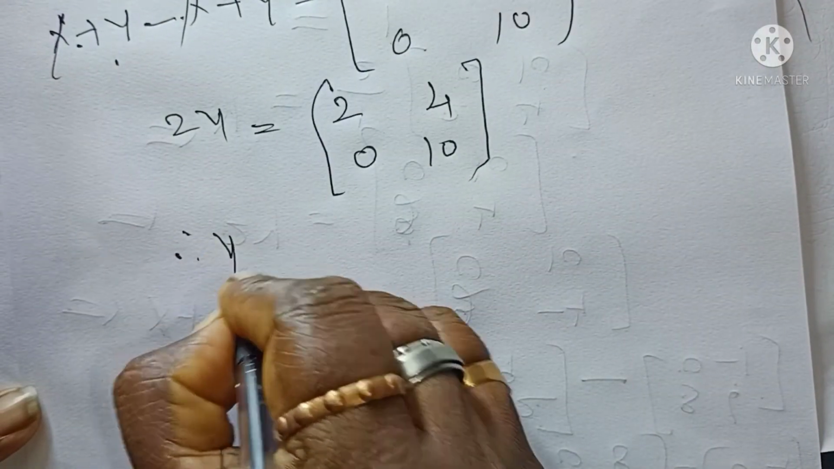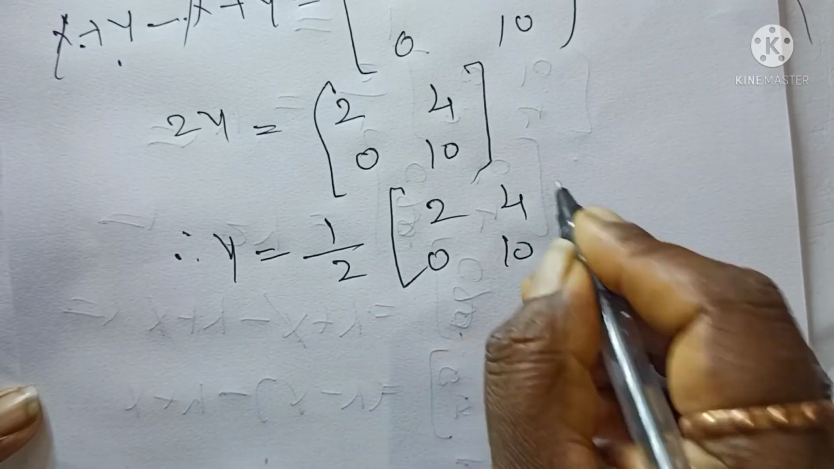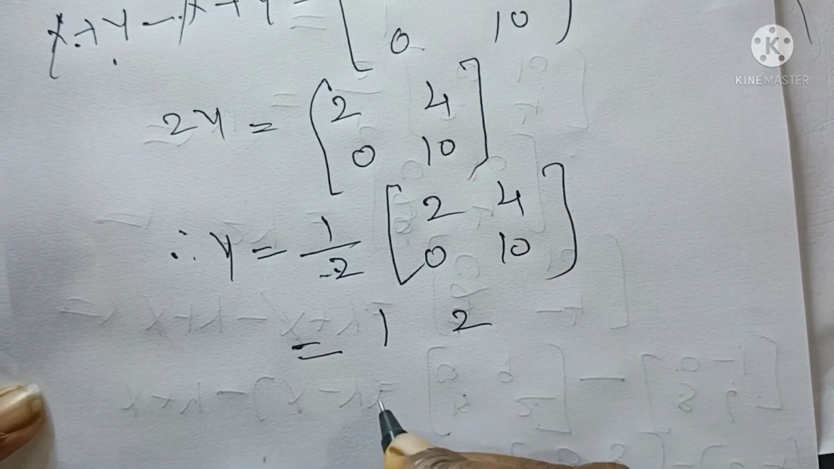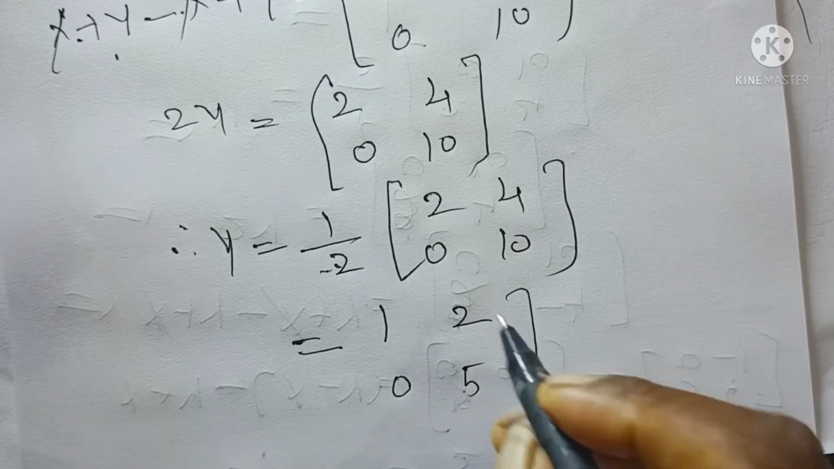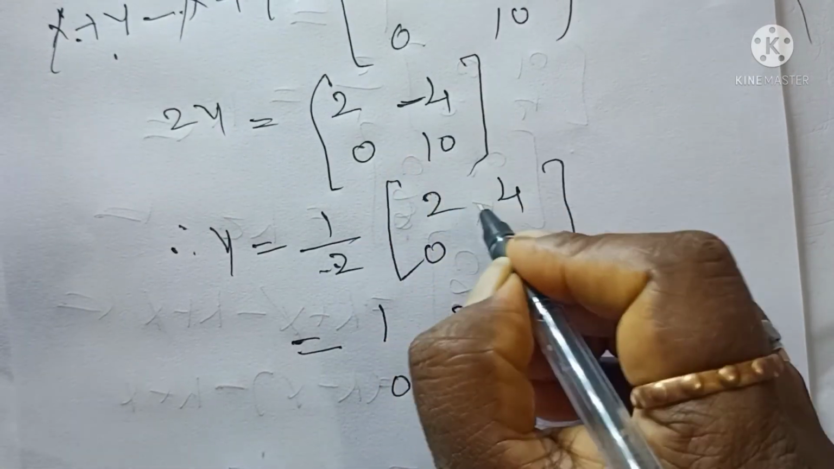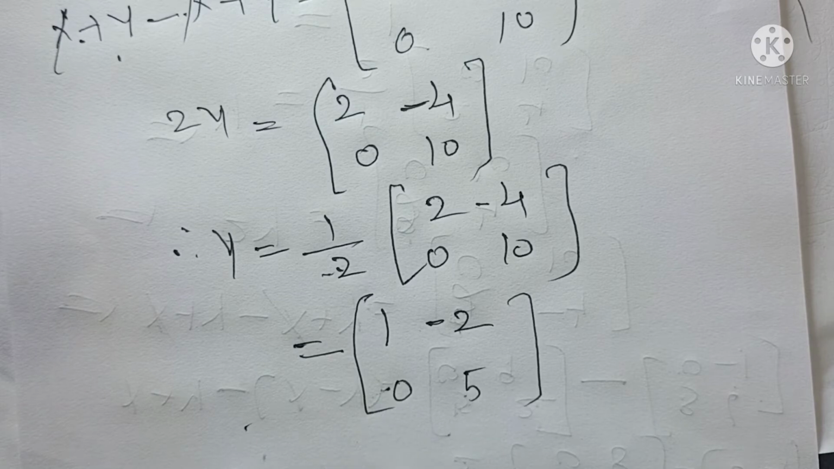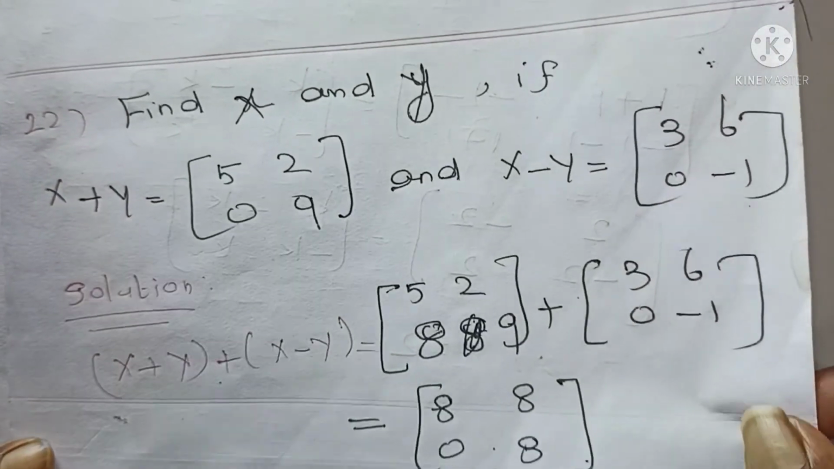Therefore, what is the value of y? Y is equal to 1 by 2 into 2, 4, 0, 10. So which is equal to 2 by 2 is 1, 4 by 2 is 2, 0 by 2 is 0, 10 by 2 is 5. So here minus. So what is the value of y? Y is equal to 1, minus 2, 0, 5. So this is the question.